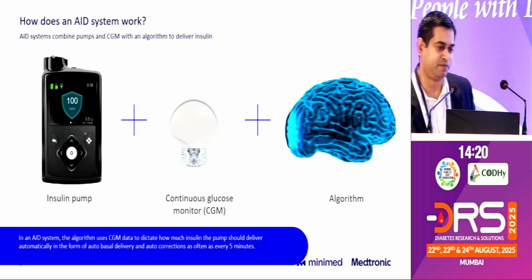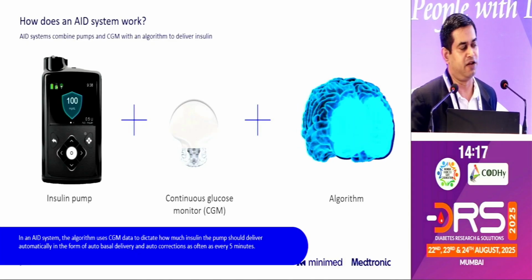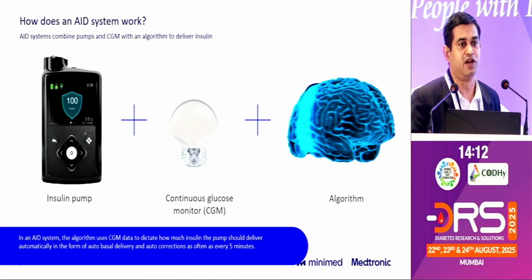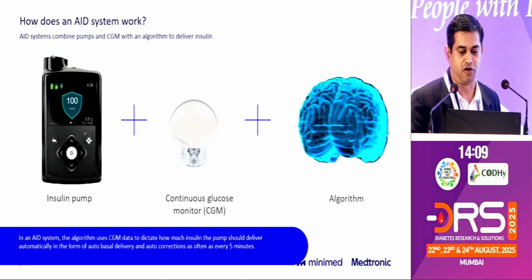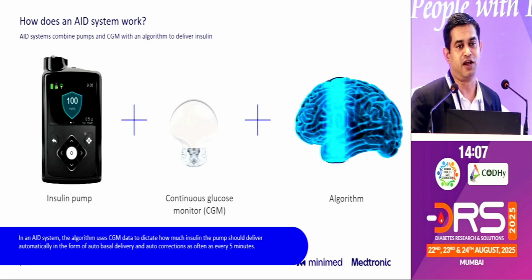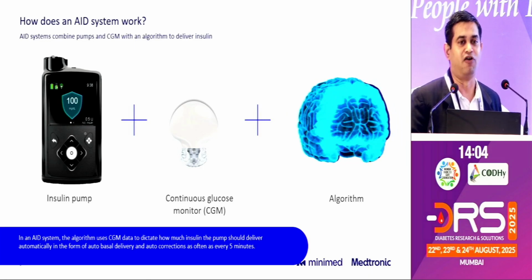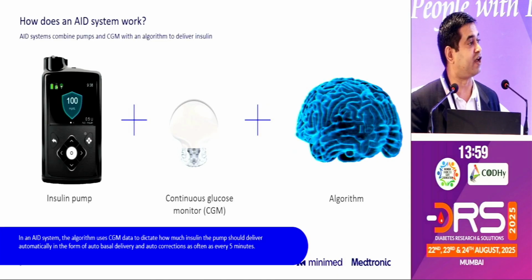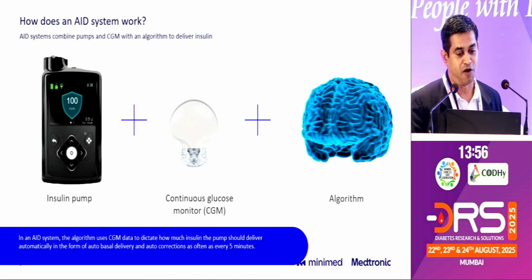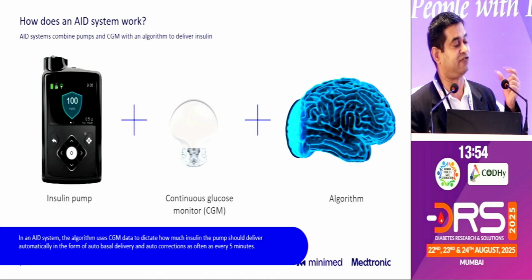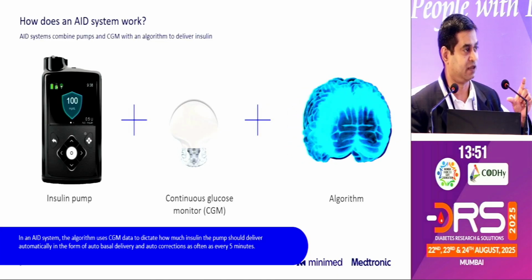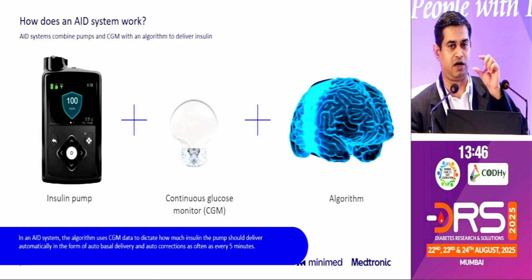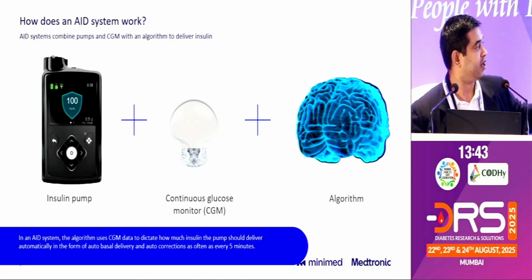Now coming to AID. When I say AID or automated insulin delivery system, it has basically three parts. You have a device, which is an insulin pump. Then you have a glucose sensor, or you can call it continuous glucose monitoring. And then you need the brain algorithm. In most of the systems, the brain is inside the device itself. But nowadays you have systems where the brain is actually in the mobile app. But most of the systems which are available in the world have the algorithm of the brain basically inside the device itself.